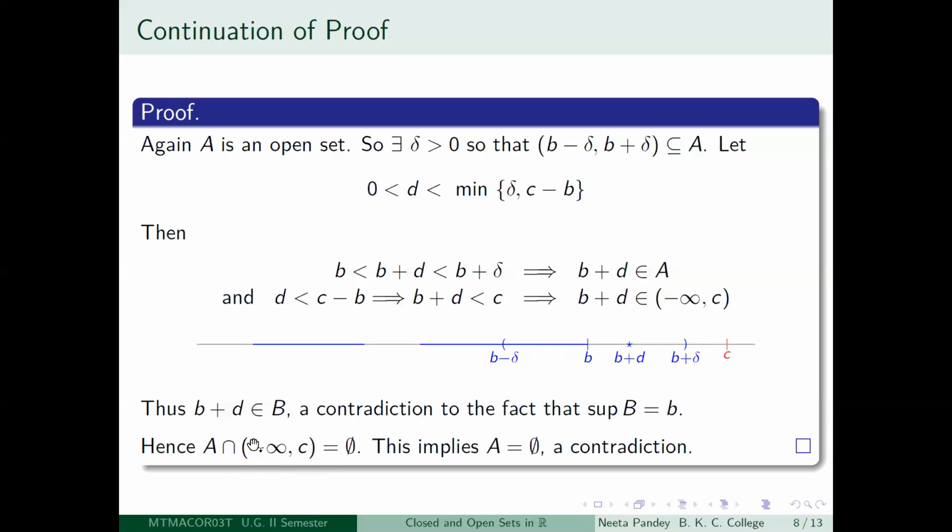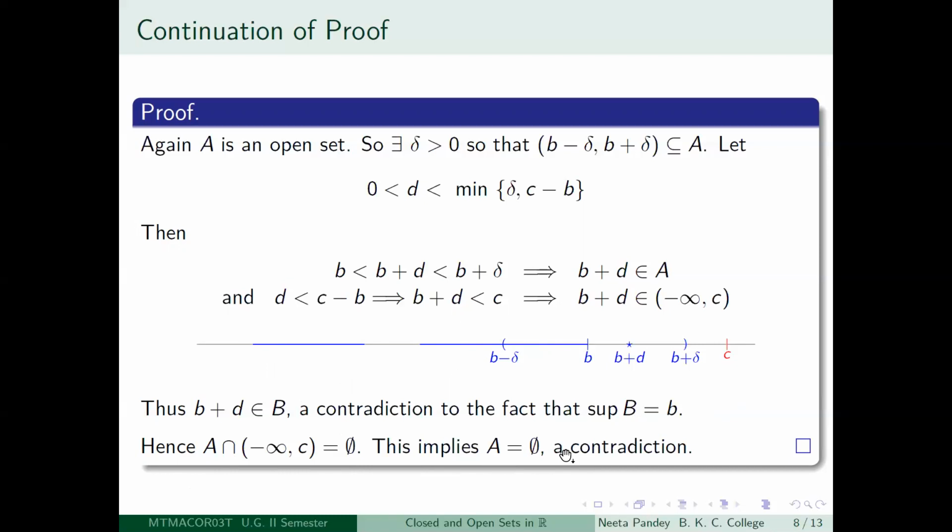So A intersection open interval minus infinity to C should be an empty set. But then what can you say about A? A does not intersect open interval C to infinity. It also does not intersect minus infinity to C. So that means that A has to be the empty set. C is not an element of A, we have already assumed. So A has to be an empty set.